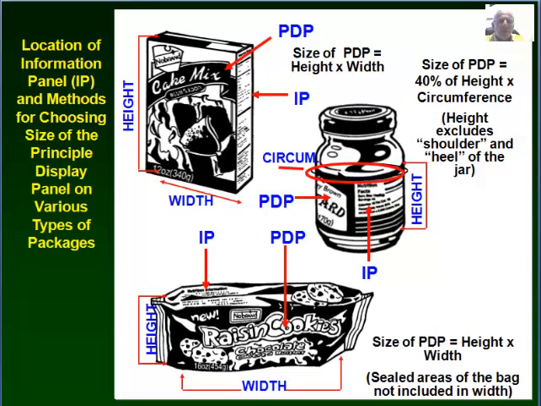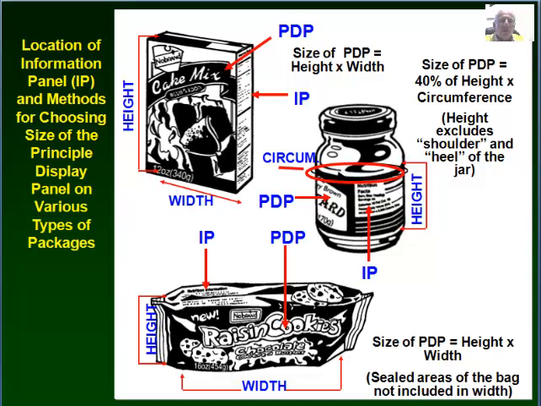So if we look at the location of the information panel, as well as how we choose the area, how to actually calculate the area. If we look at the cake mix, you can see as you face it, the principal display panel is that area that you're looking directly at. And to find this on a rectangular package is just the height times the width. And as you can see, the information panel on this is directly to the right of the principal display panel.